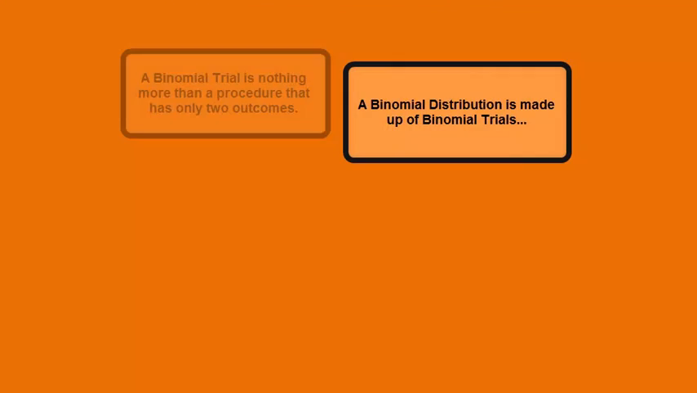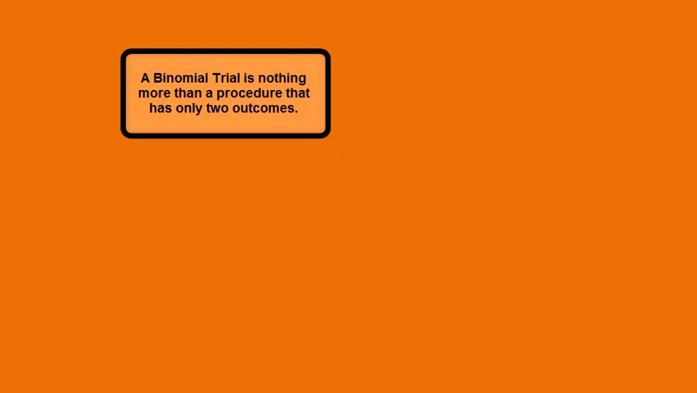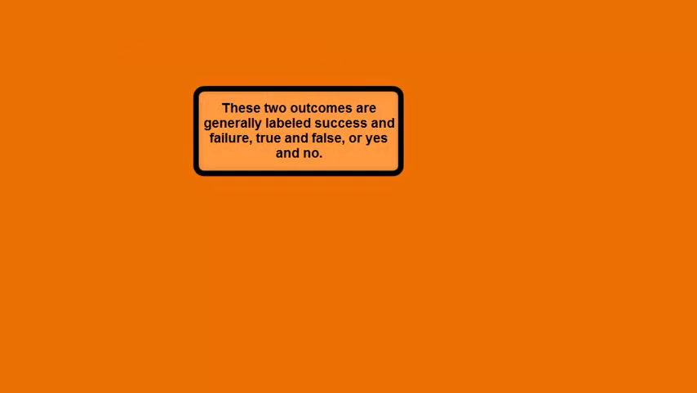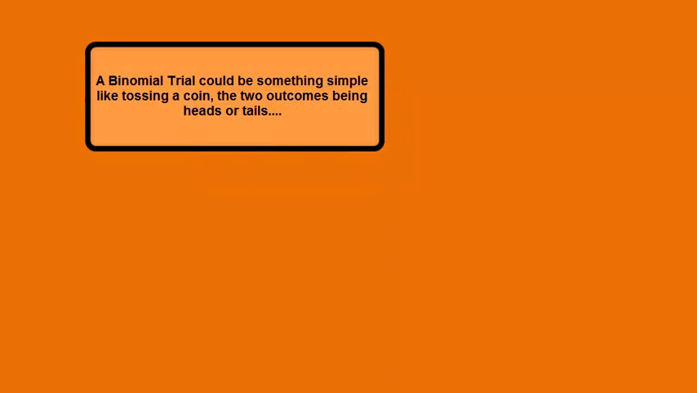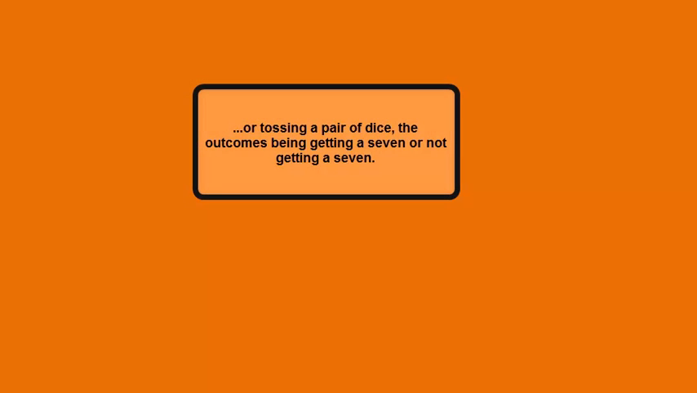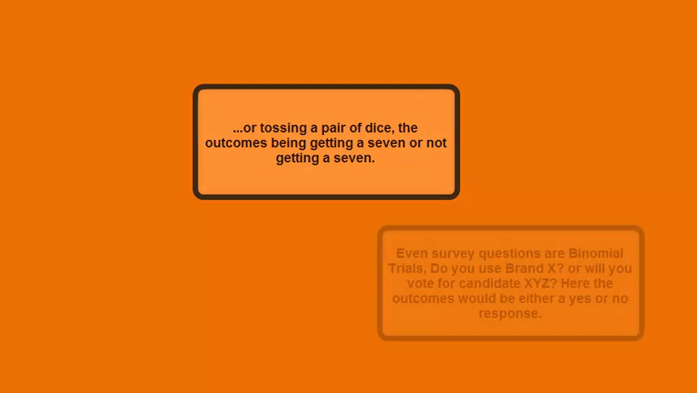Binomial distribution is made up of binomial trials. A binomial trial is nothing more than a procedure that has only two outcomes. These two outcomes are generally labeled success and failure, true and false, or yes and no. A binomial trial could be something simple like tossing a coin, the two outcomes being heads or tails, or tossing a pair of dice, the outcomes being getting a 7 or not getting a 7.